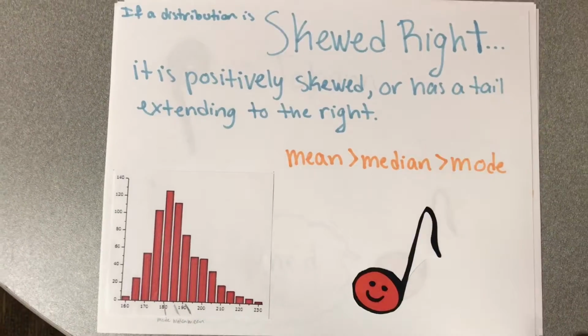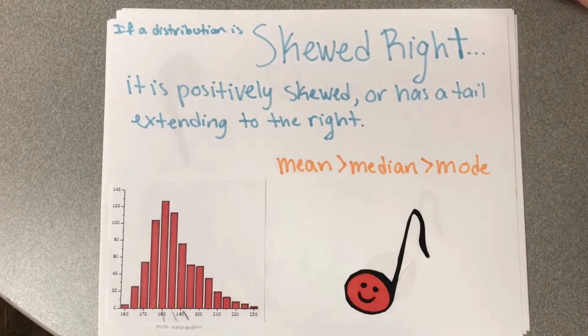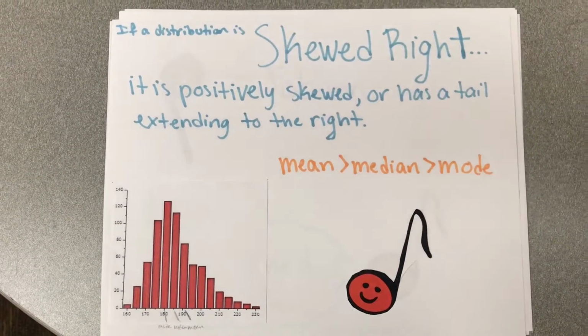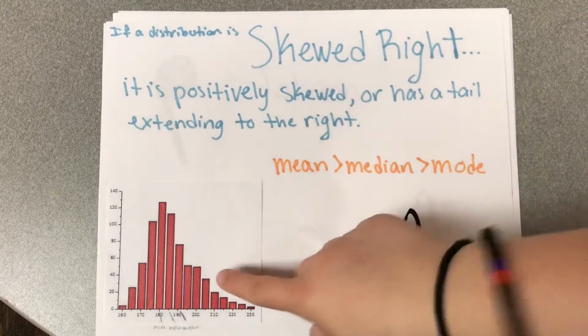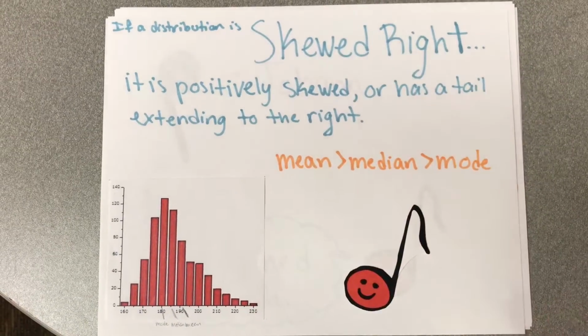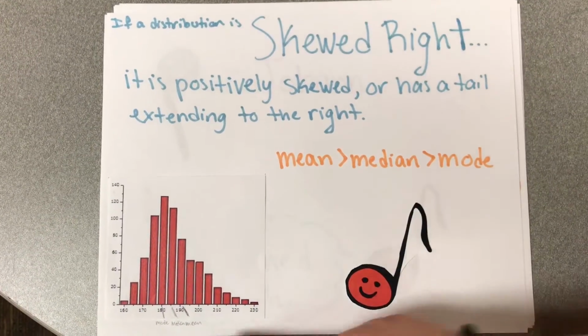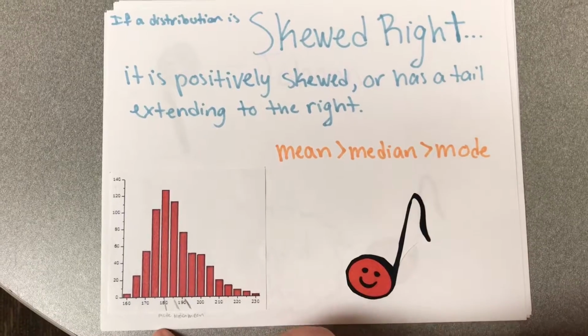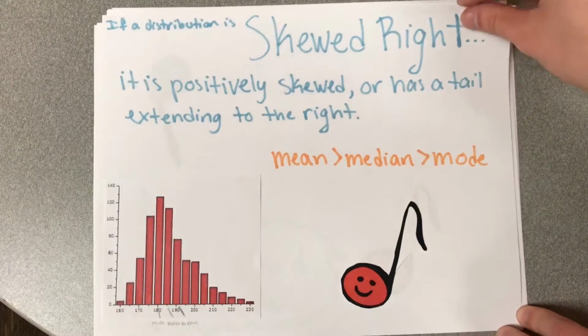And finally, a skewed right distribution. If a distribution is skewed right, it is positively skewed or has a tail extending to the right. In a skewed right distribution, the mean is greater than the median, which is greater than the mode.